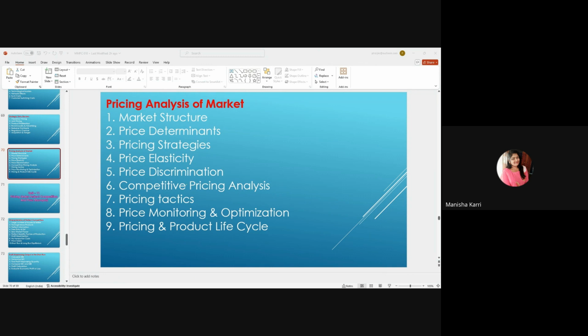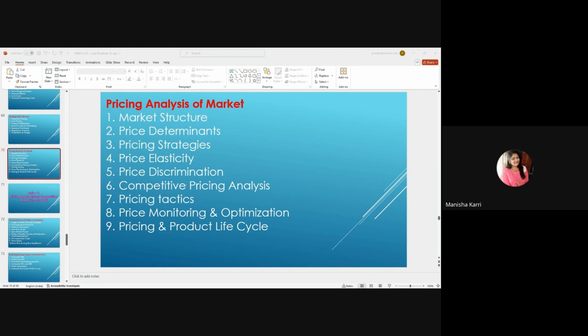Price skimming means setting a high initial price to maximize profits before lowering it. Next, penetration pricing, setting a low initial price to gain market share quickly. Next, dynamic pricing and predatory pricing are also some of the pricing strategies. Next, price elasticity. We all know elastic and inelastic demand and determinants, which we discussed in yesterday's class. That is price elasticity. Later, price discrimination: charging different prices to different customer segments based on their willingness to pay.